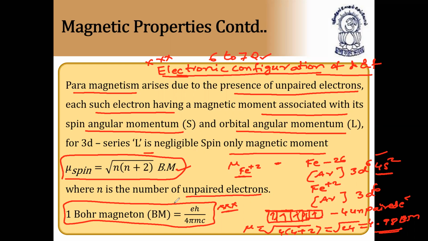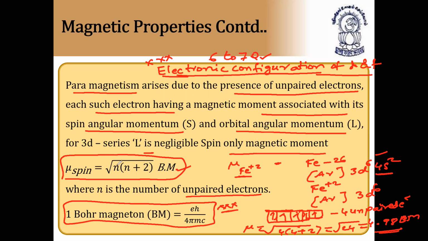So what do you understand by this? Paramagnetism arises due to the presence of unpaired electrons, each such electron having a magnetic moment associated with its spin angular momentum and orbital angular momentum. For the 3d series, L is negligible, so only the spin magnetic moment will be taken into consideration.